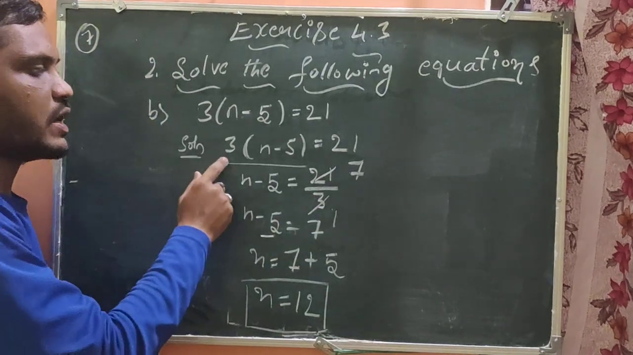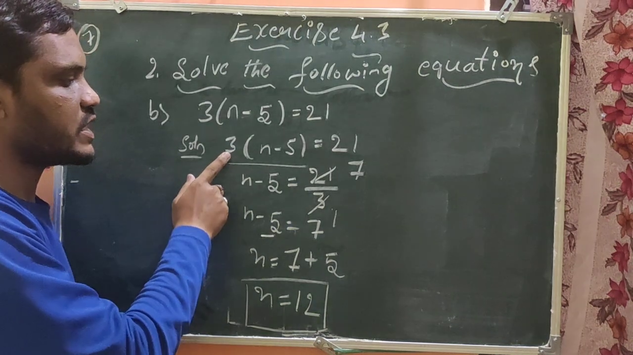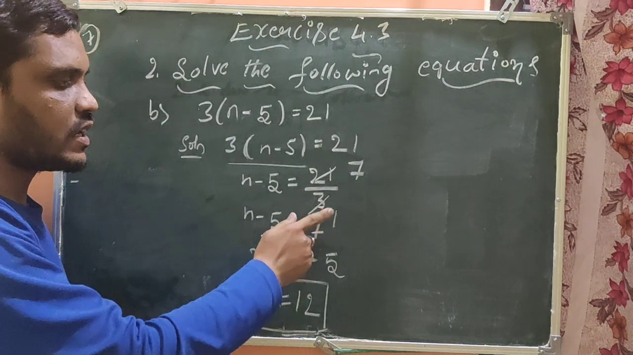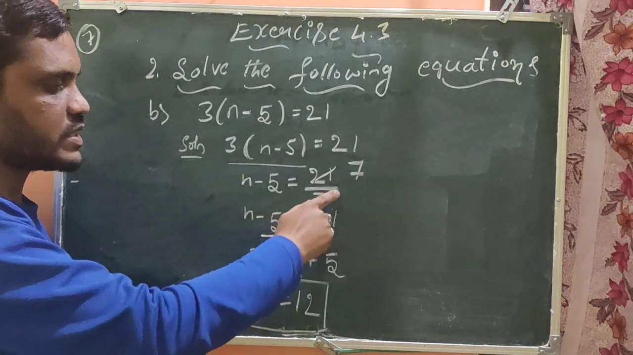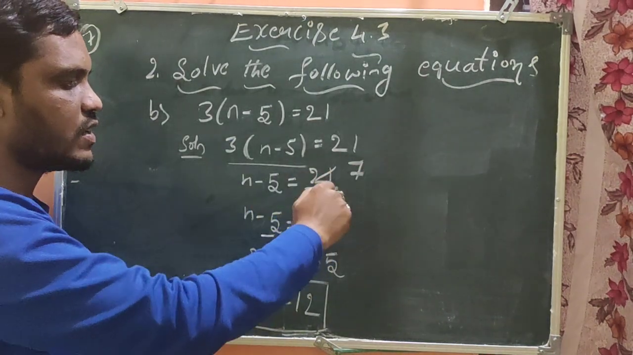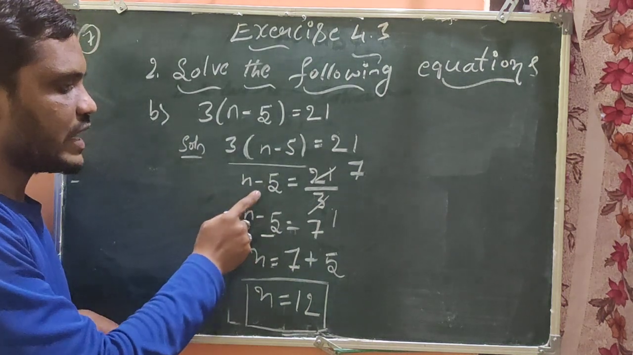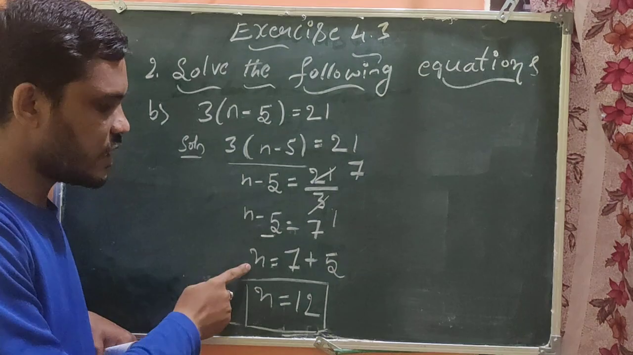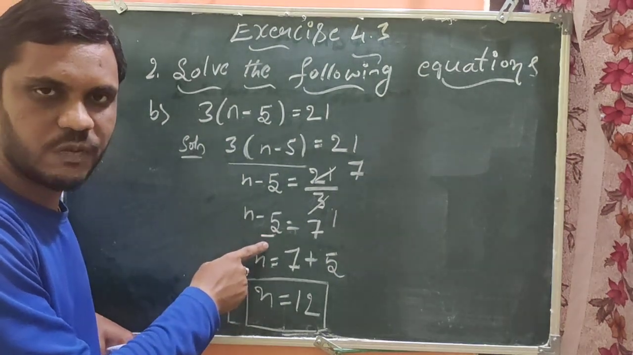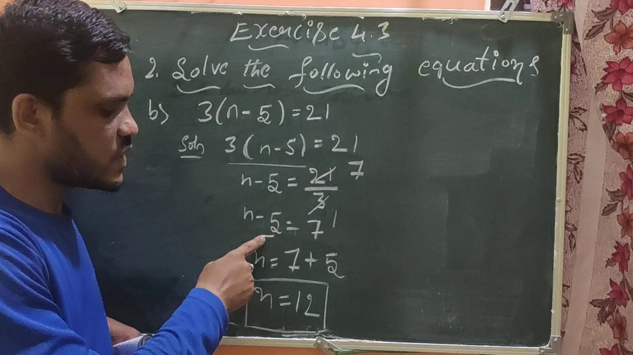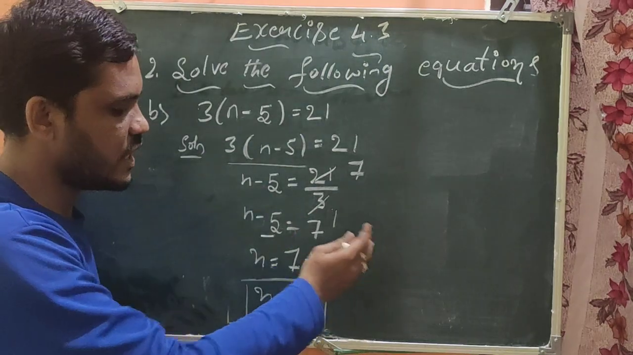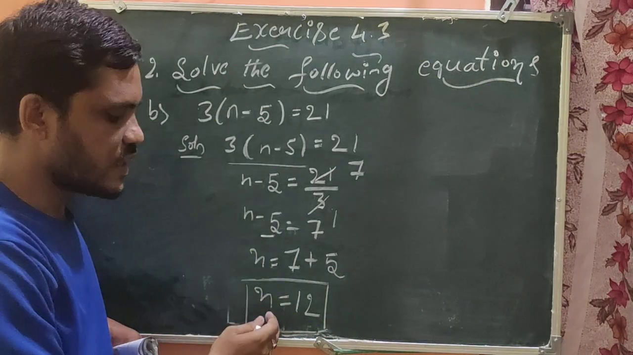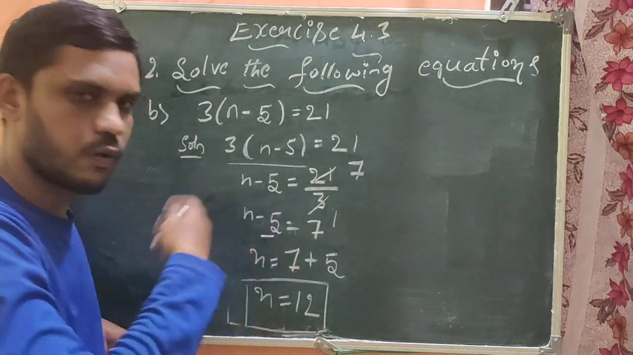Okay, first, since multiplication is there, we should shift this 3, so multiplication goes to the denominator, that is division. If you divide by 3, in the 3 table, 3 sevens are 21. Therefore, n minus 5 is equal to 7. Then we have to find the value of this n. So we don't want this minus 5. We have to shift this minus 5 from LHS side to RHS side. Then this minus 5 becomes plus 5. Therefore, n is equal to 7 plus 5, which is 12.